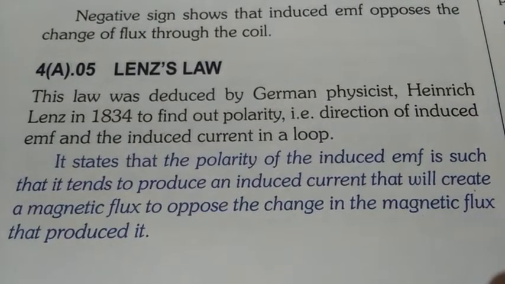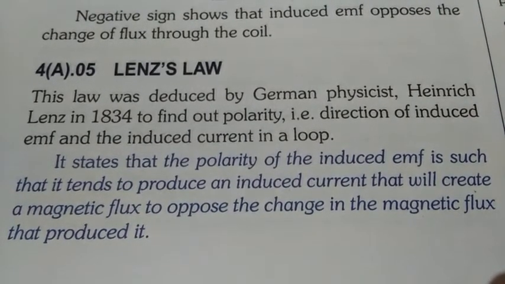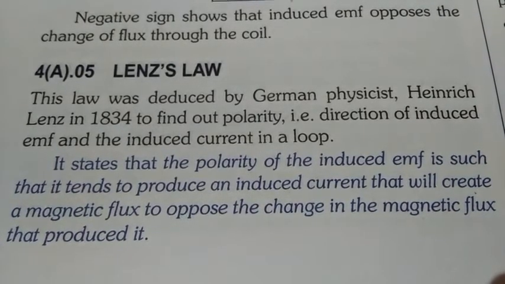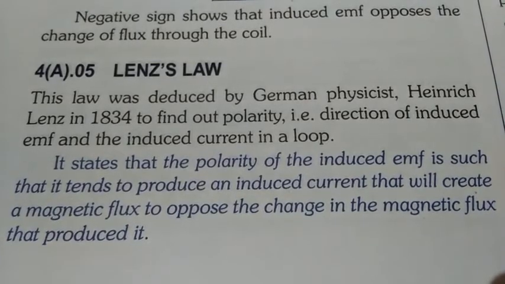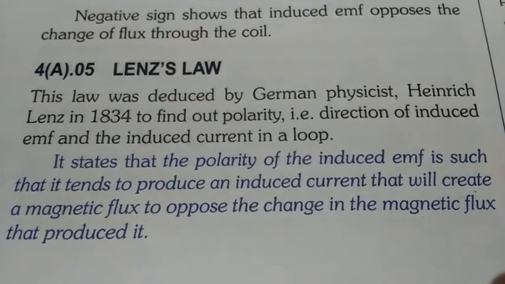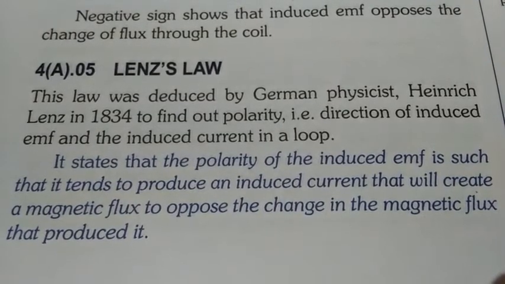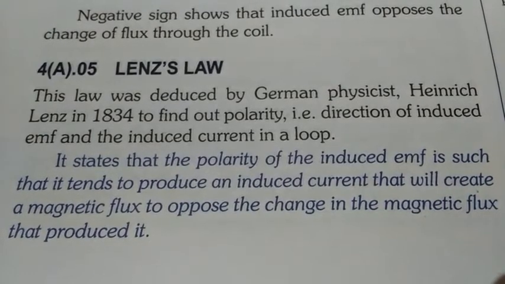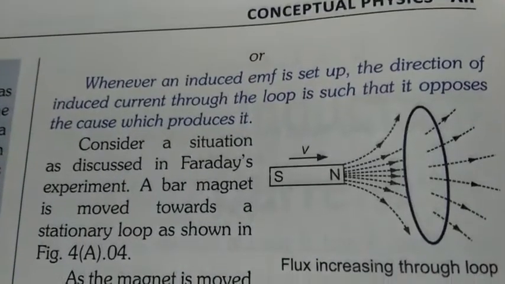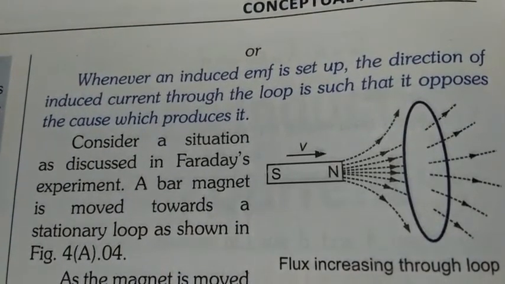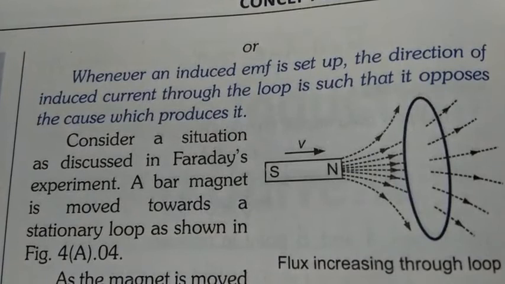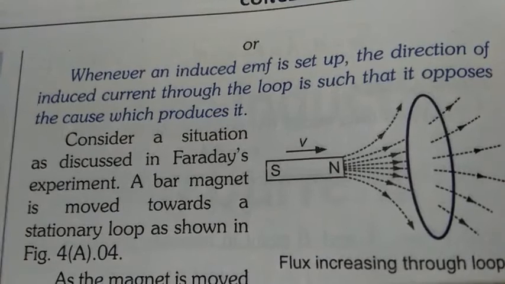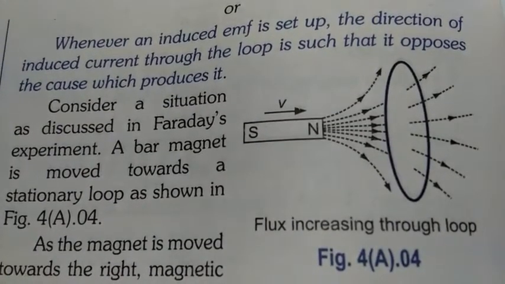It states that the polarity of the induced EMF is such that it tends to produce an induced current that will create a magnetic flux to oppose the change in the magnetic flux that produced it. If it seems complicated, let's discuss another statement. Another form of the statement is: whenever an induced EMF is set up, the direction of induced current through the loop is such that it opposes the cause which produces it. So I suggest you all learn this statement only.